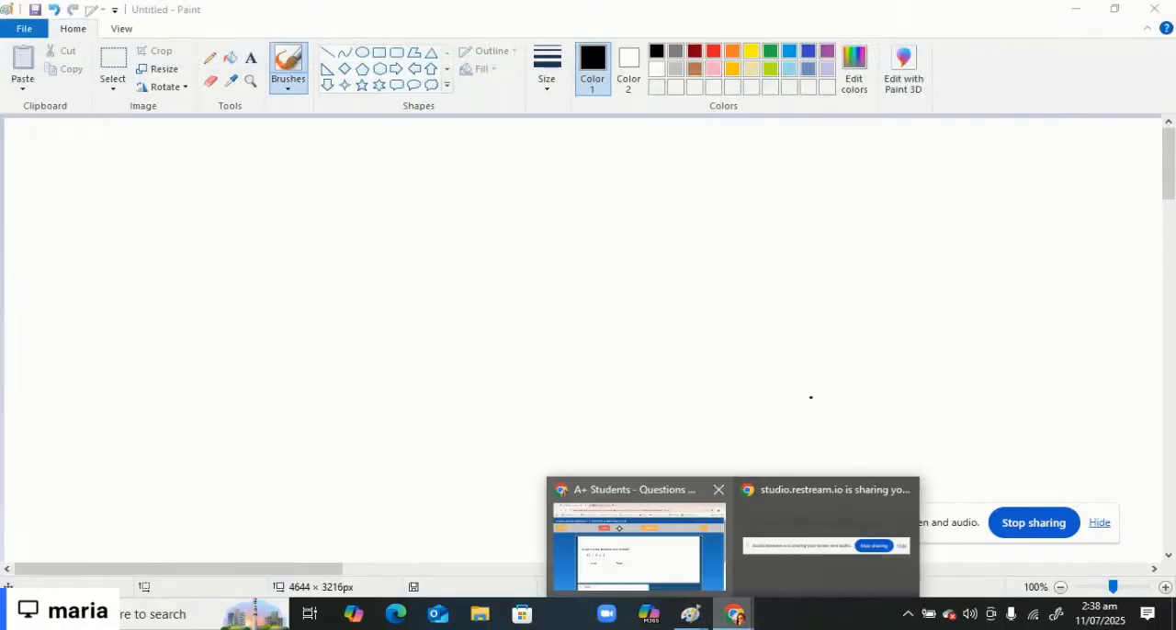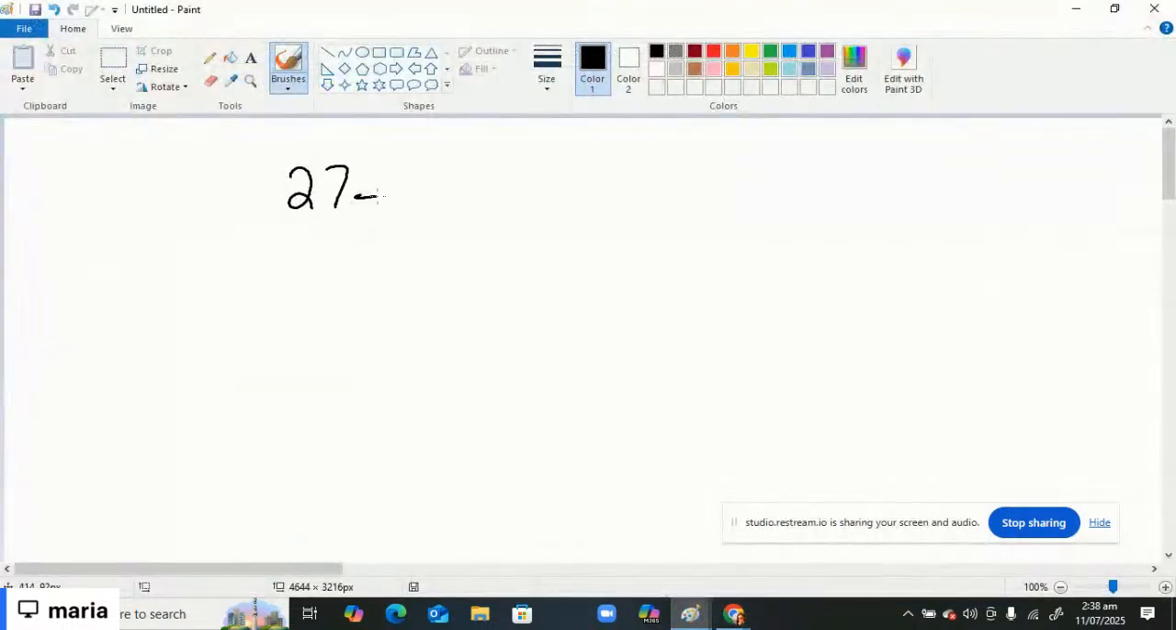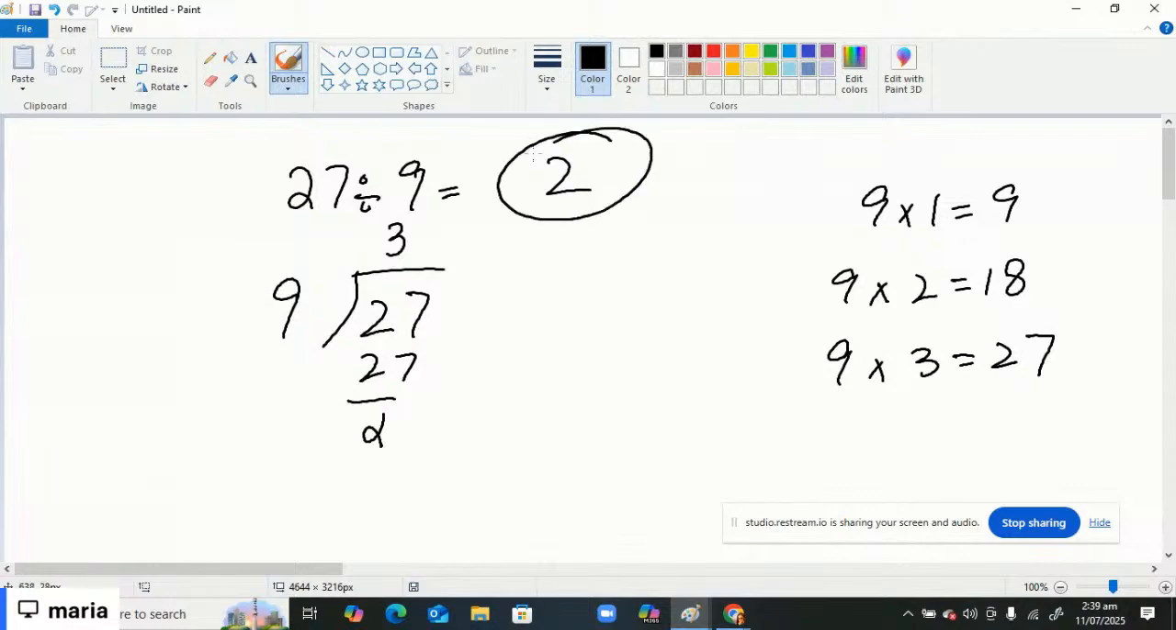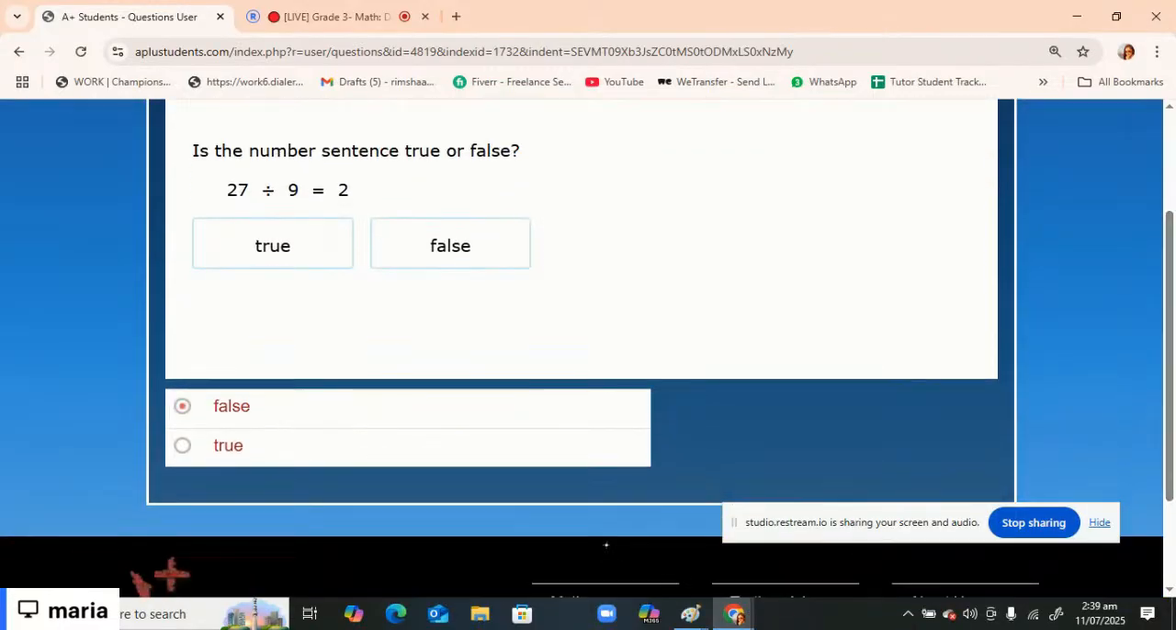All right. So here is the question, that is 27 divided by 9, which equals 2. So let's put 27 inside, 9 is outside. So 9 times which number is closer to 27? 9 times 1 is 9. 9 times 2 is 18, and 9 times 3 is 27. So the answer is 3, but the answer they gave us is 2, so that is wrong. So this is false. So we put it here, false.